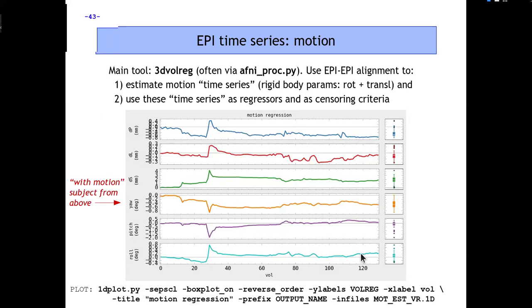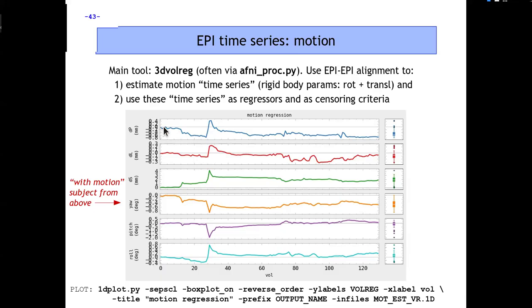What we want to do to first estimate the amount of motion and also to try to undo some of the effects of it is we're going to run 3dvolreg. We're going to define one volume in our EPI time series as special and align every other volume to it. So that's EPI to EPI alignment. So across EPI time points, let's say 7 is special and everything is going to get aligned to it.